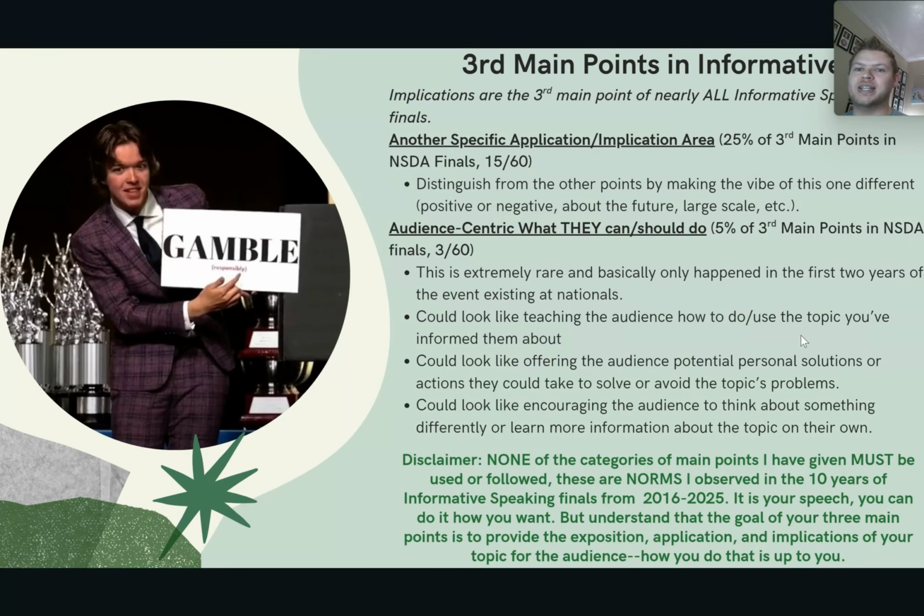Additionally, third main points don't just have to be implications only. That is just the most common kind. In 75% of speeches that made it to finals in NSDA, the topic has already been exposition, given, already been applied, and now we're giving implications. But some choose to do application implication areas. So you look at 3 different aspects of life, you teach us about it, you apply it, and then you tell us why it matters. So about 25% of the time, the third main point is just another area to apply and implicate.